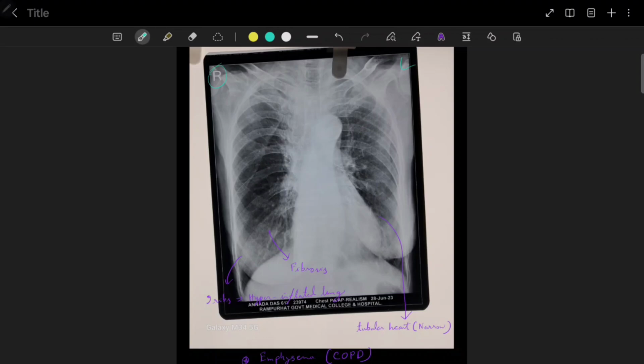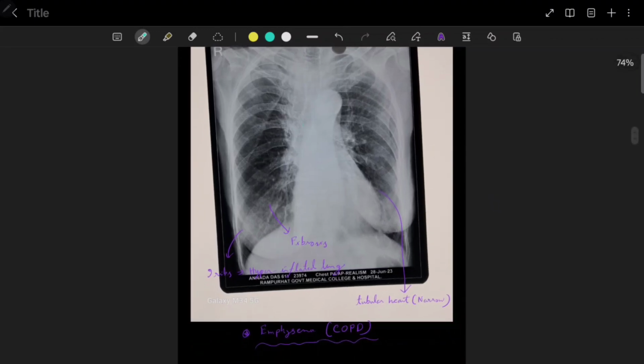Okay. So it is a hyperinflated lung with fibrosis, and see the heart is narrow. Okay. Typically the heart is not so narrow, but in this X-ray the heart is narrow, called the tubular heart. Okay. Or narrow heart. So what are the findings in this X-ray? It is an X-ray of PA view, and you can find fibrosis with hyperinflated lung because 9th ribs are counted, and here the tubular heart or narrow heart. So what is the diagnosis? It is probably a patient of COPD.